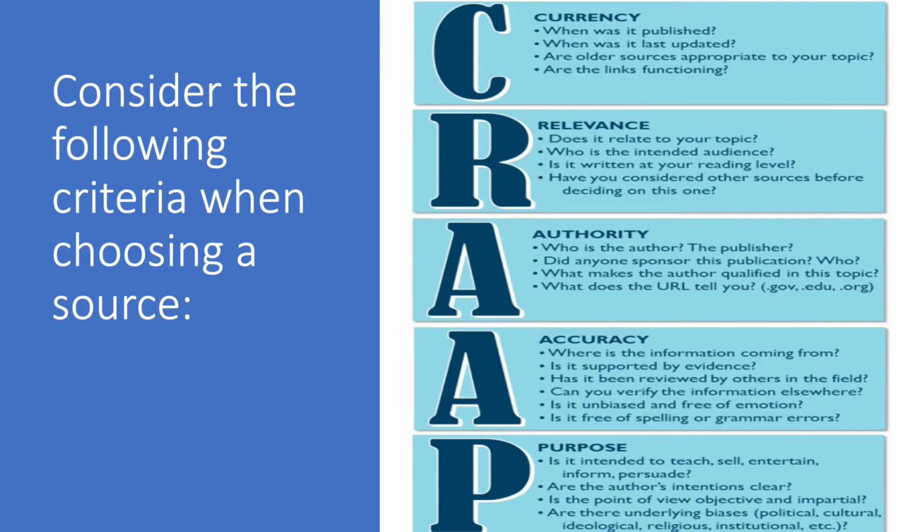Consider the following criteria when choosing a source, and we have an acronym, CRAAP, I guess it's pronounced as crap, to help us remember or to help us qualify what makes a source credible. Currency, relevance, authority, accuracy, and purpose. And I'll let you explore each of the little bullet points beneath each letter on your own.